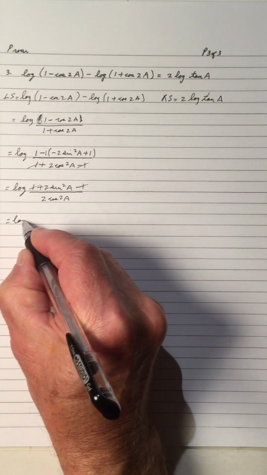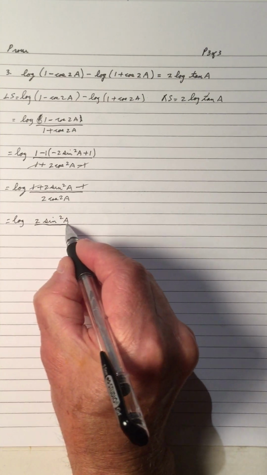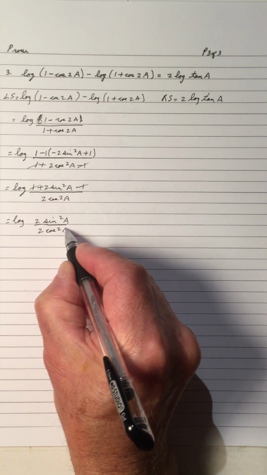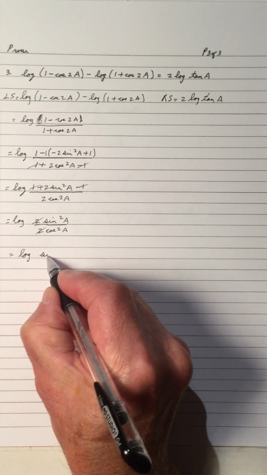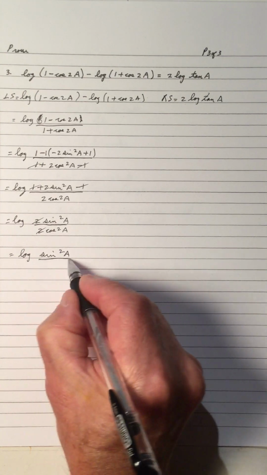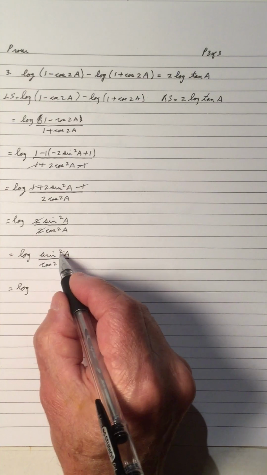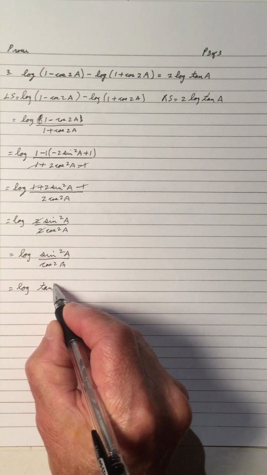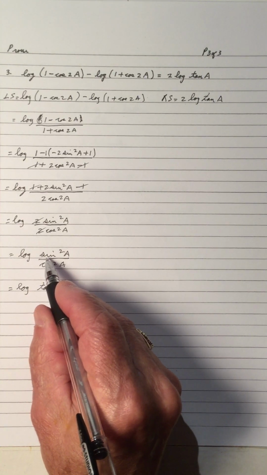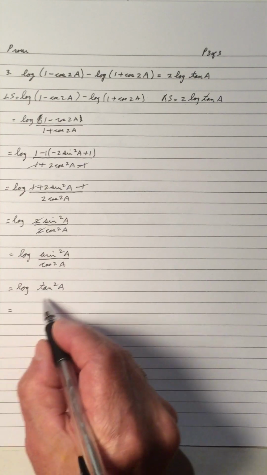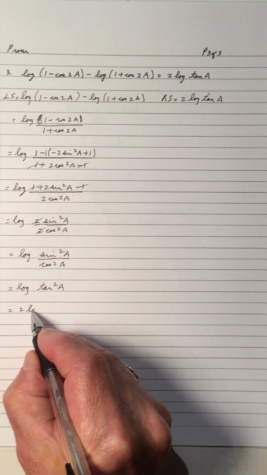So I get the log of 2 sine squared A over 2 cos squared A. And the 2's cancel out, so I get the log of sine squared A over cos squared A. And sine squared A over cos squared A is the same as tan squared of A, because tan is sine over cos. So sine over cos is tan, so sine squared over cos squared is tan squared. And notice the 2 is here, so this power goes in front because of the power rule.